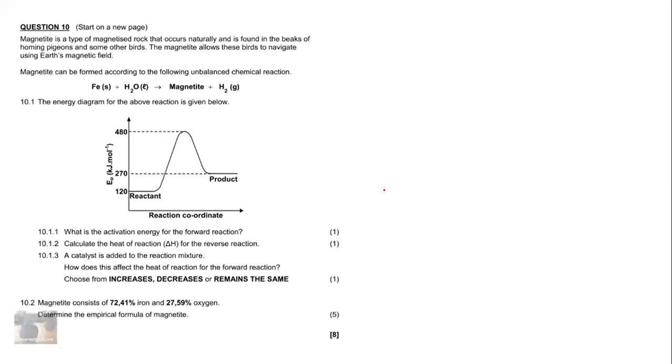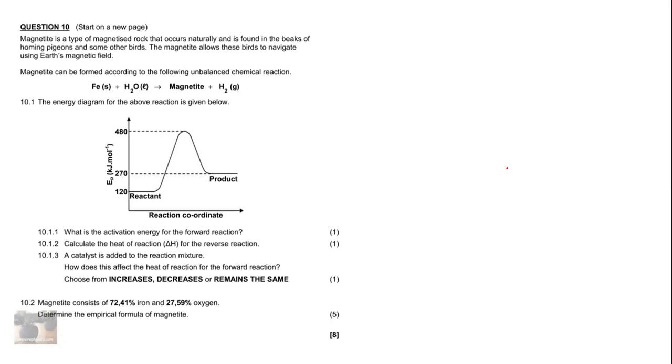So now question number 10. Question number 10 is as follows. It says to us, here it's chemical change. Magnetite is a type of magnetized rock that occurs naturally and is found in the beaks of homing pigeons and some other birds. We are learning. We didn't know about this. The magnetite allows these birds to navigate using Earth's magnetic field. This is nice.